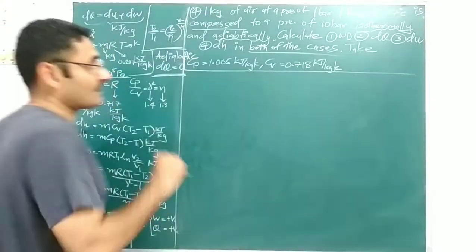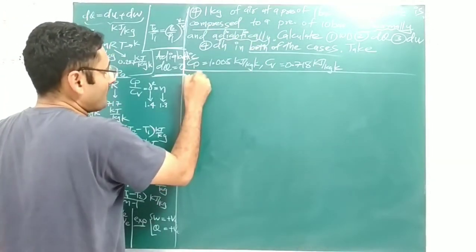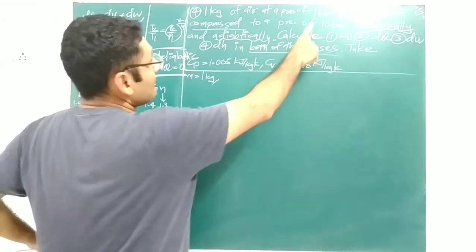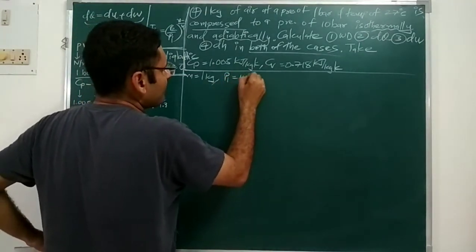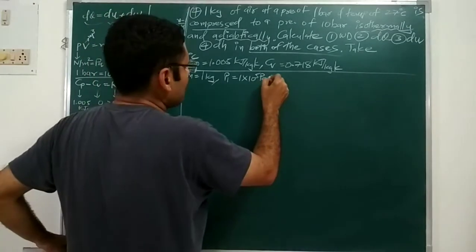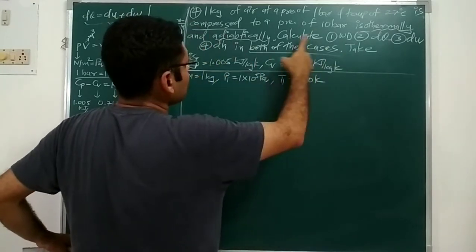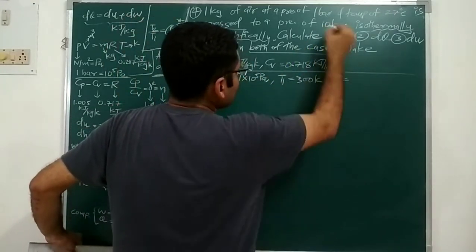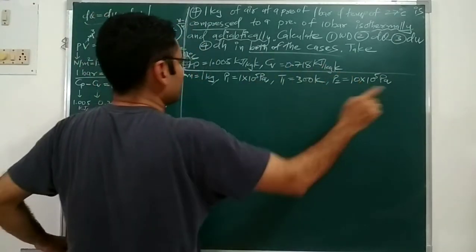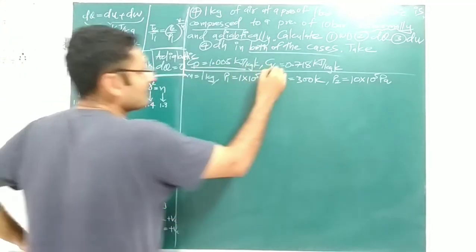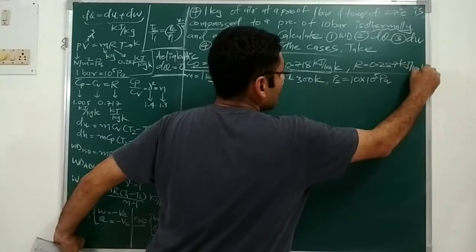First of all, I will solve this example quickly because this video is already so long. First, the given data. Mass is 1 kg. It is air at a pressure of 1 bar, means P1 is 1 bar, so directly I will write 1 into 10 to the power 5 Pascal. Temperature T1 is 27 degree centigrade plus 273, so 300 Kelvin. Final pressure P2 is 10 bar, so 10 into 10 to the power 5 Pascal or Newton per meter square. Compressed isothermally and adiabatically. CP and CV are given, and we will assume R also 0.287 kilojoule per kg Kelvin.